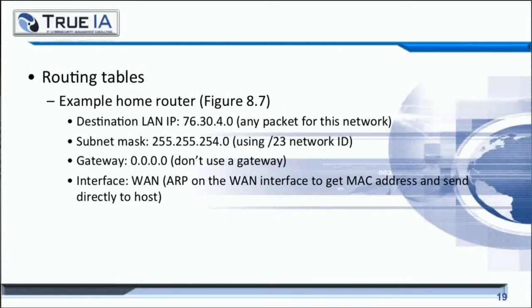Let's take a look at another example. Let's say the destination IP is 76.30.4.0 and it has a subnet mask of 255.255.254.0 or /23. Again, it will have a quad 0 gateway. The router knows the destination IP address. In this case, it knows to send it out its WAN port.